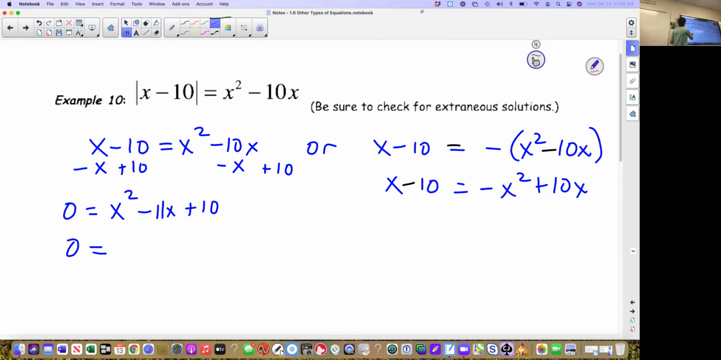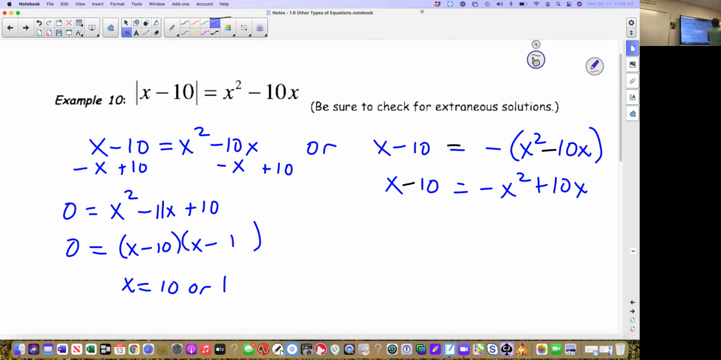So let's factor this. It'll be -10 and -1. Good. Great. So x is equal to 10 or 1. Okay, great. So those are possible values, and then let's do the other side.